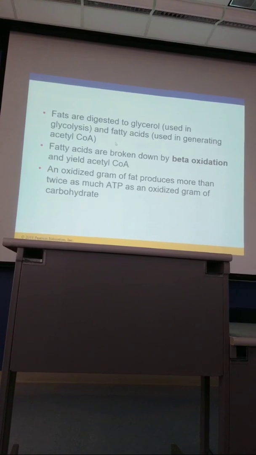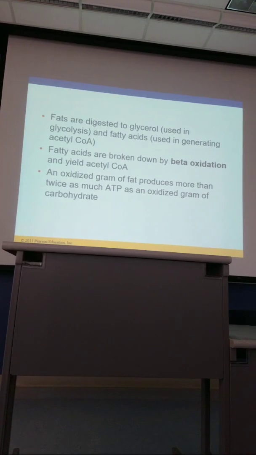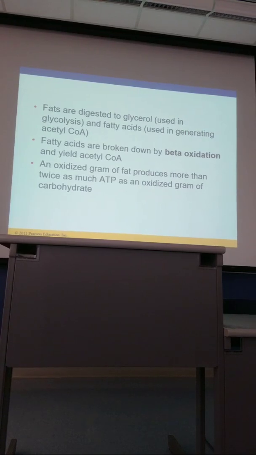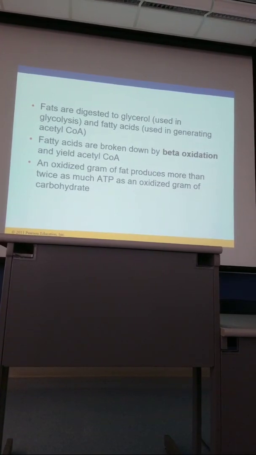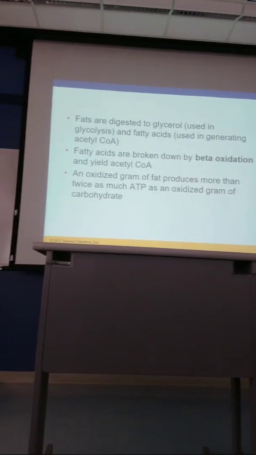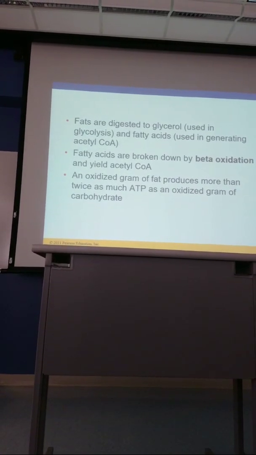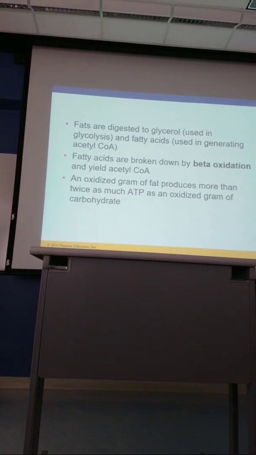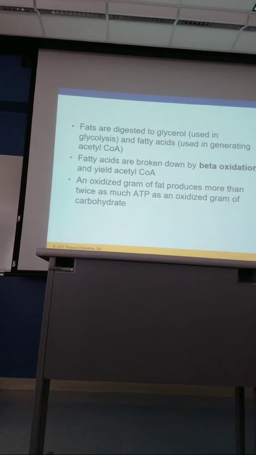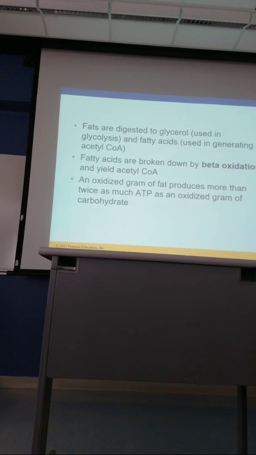Look at fats. Digested into glycerol. What is glycogen? That's the animal storage carbohydrate form, right? Glycerol here is basically an oil, glycerin. Fats are digested to glycerol, used in glycolysis, so it can go into the system similar to where glucose would. It's used in regenerating the acetyl-CoA, like in glycolysis.